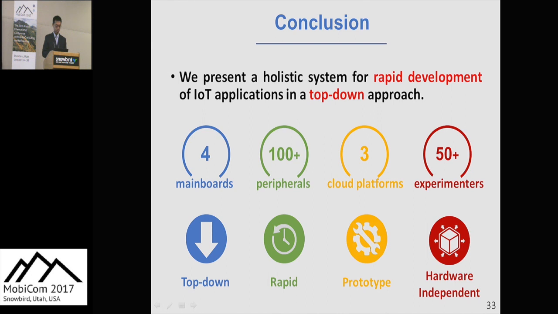And here is the conclusion. We present TinyLink, a holistic system for rapid development of IoT applications in a top-down approach. Currently we have implemented 4 main boards and more than 100 peripherals. We have connected to 3 mainstream cloud platforms. There are more than 50 experimenters who have joined our tests.